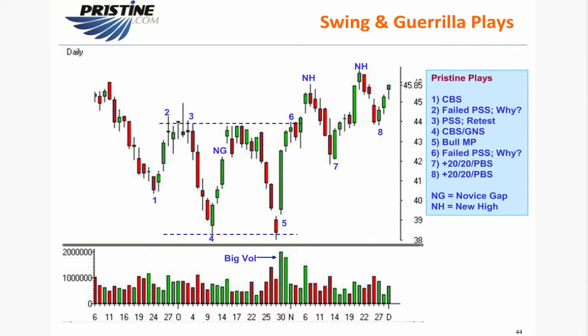Then at 4, as price continues to move lower, right? At 4, you have a climactic buy setup that's also a gap and snap. And with the gap and snap, what you'd be looking to do is enter it as it trades back up above the prior day's low.